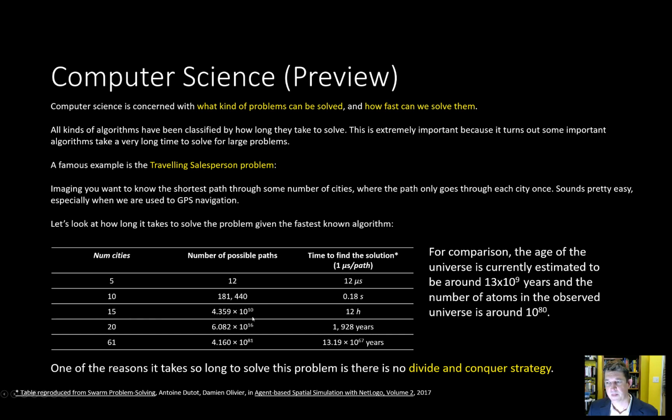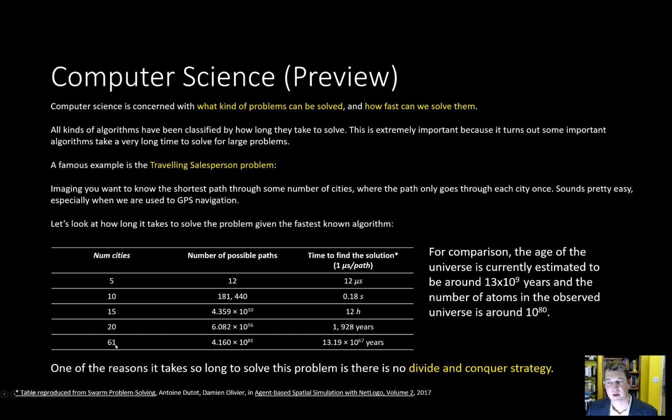If we have 15, now numbers are getting really big. We've got 4 times 10 to the 10 possible paths to search. That's going to take 12 hours, even on the fastest computers. And as we increase the number of cities, and these are still really small. If you've used Google Maps to find your way somewhere, it's looking at thousands of paths. In this case, with 20 cities, it's 10 to the 16. It's going to take almost 2,000 years for a fast computer to solve this problem.